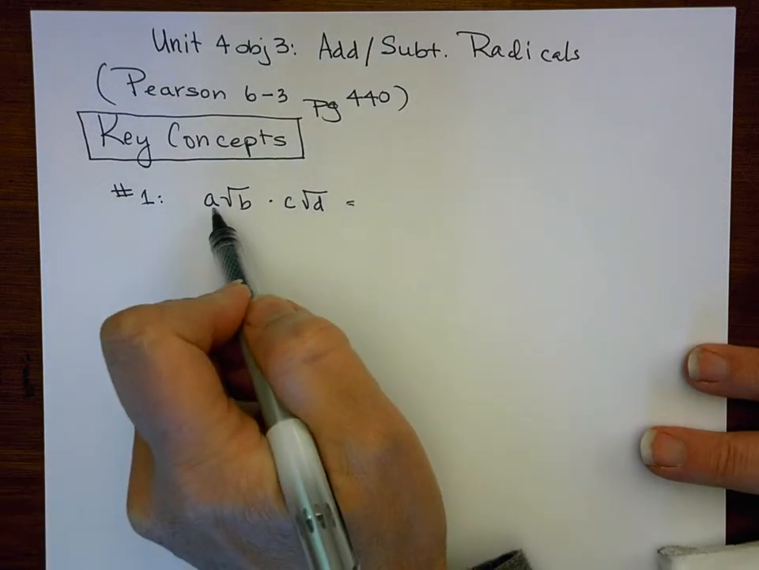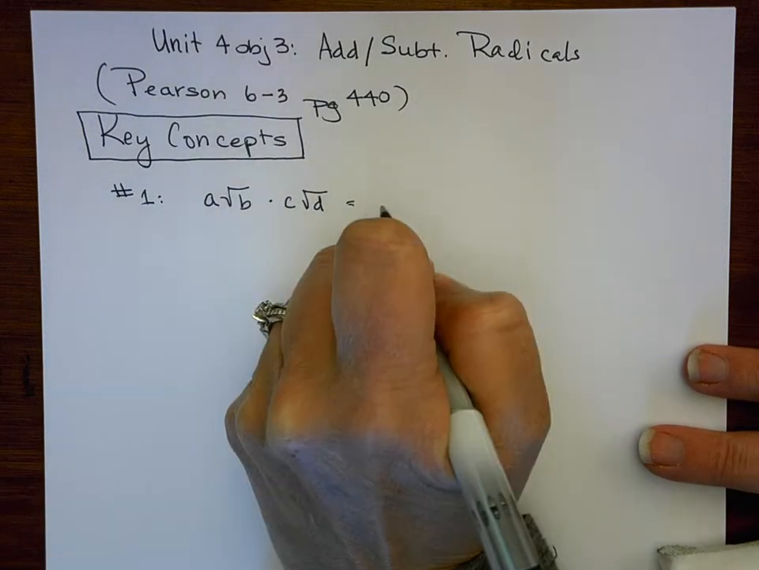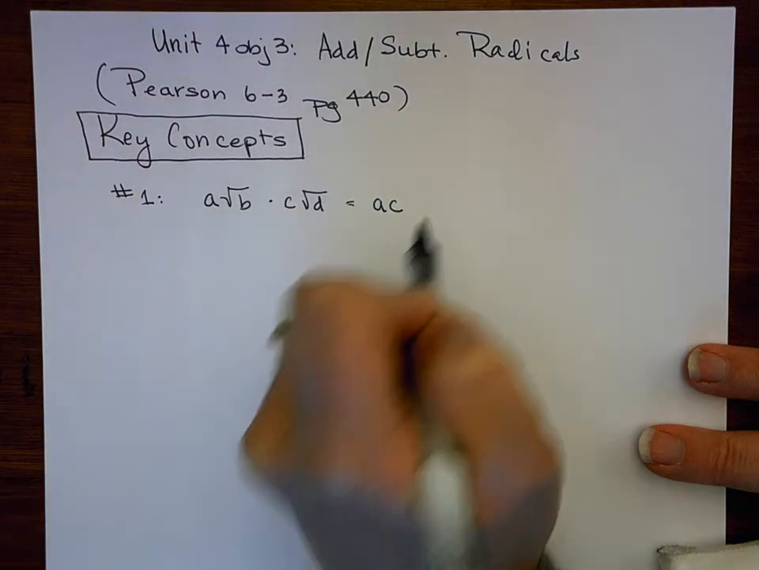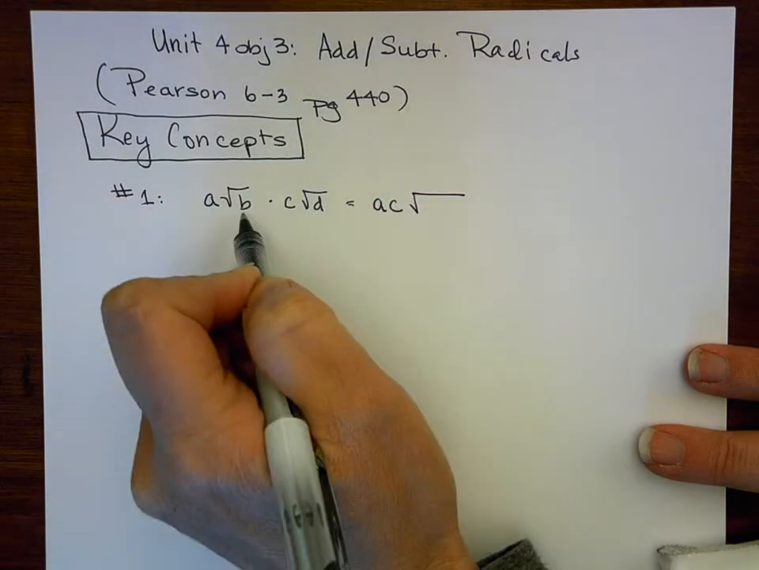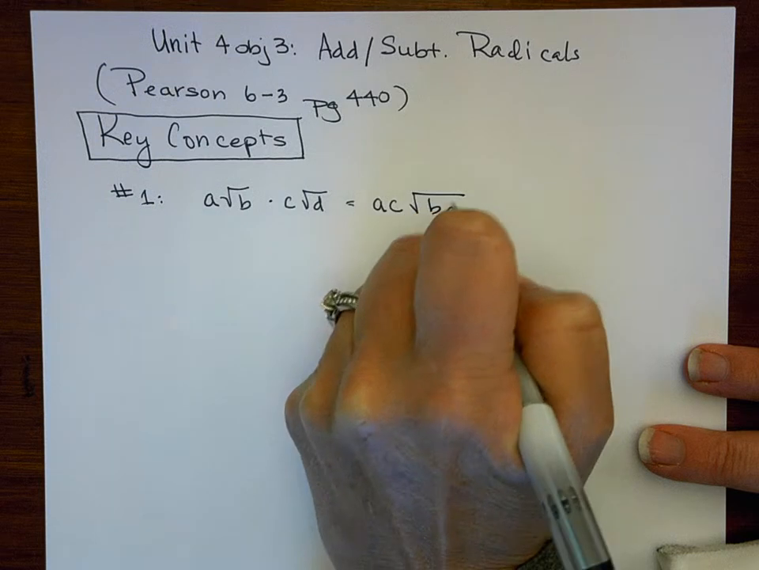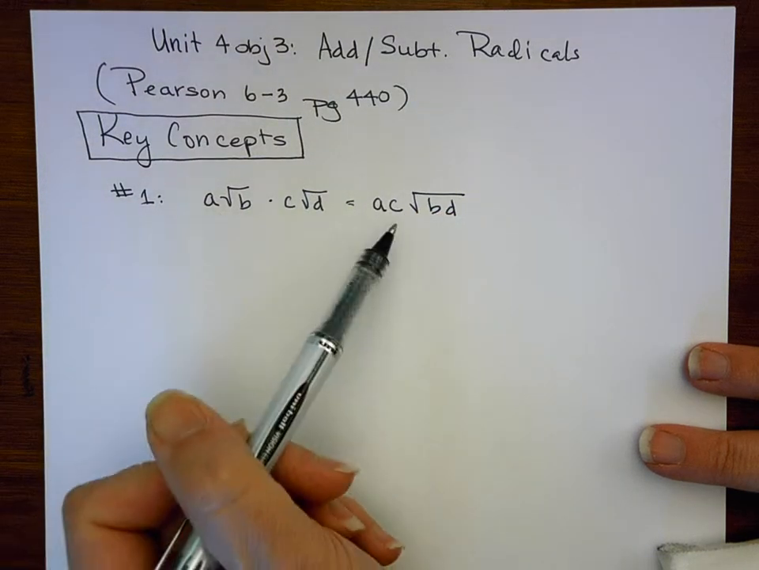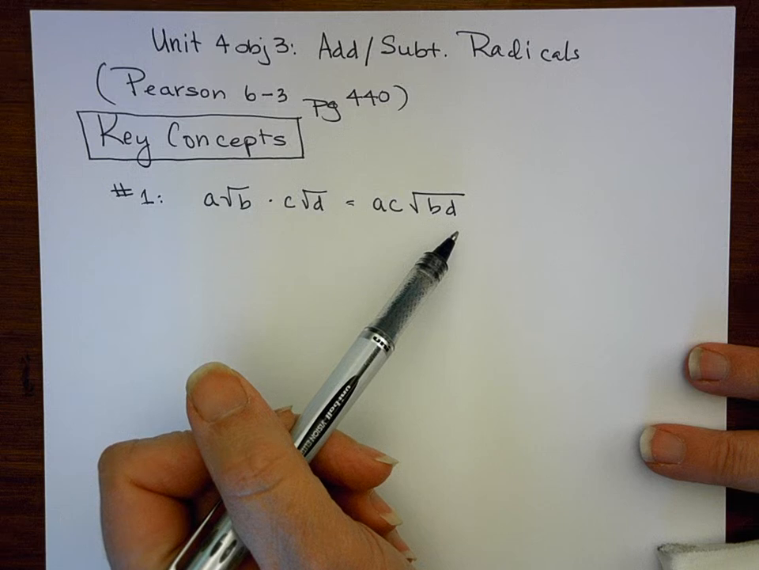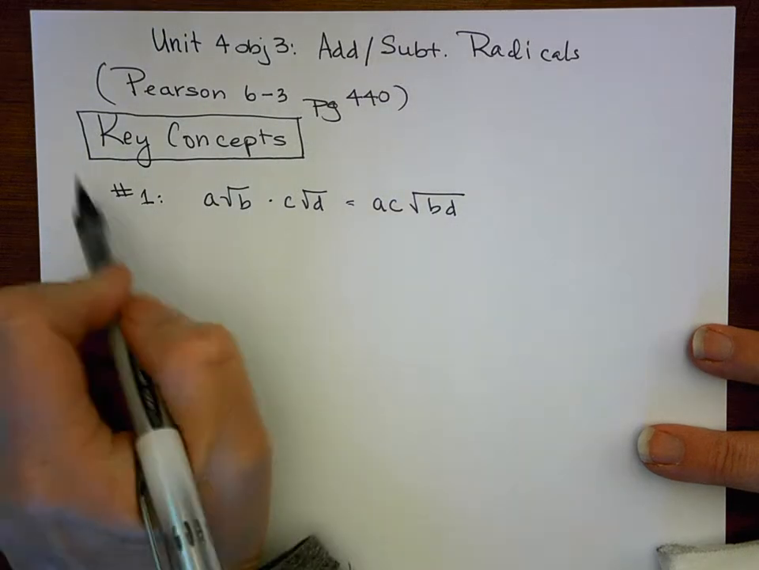So when we're multiplying, we multiply the coefficients of the radicals together. So we multiply the numbers out front together, which are coefficients, and then we multiply together the b and the d. So when we're multiplying, we want to multiply first if the numbers are small, and then simplify second. If the numbers are large, we tend to want to simplify first.